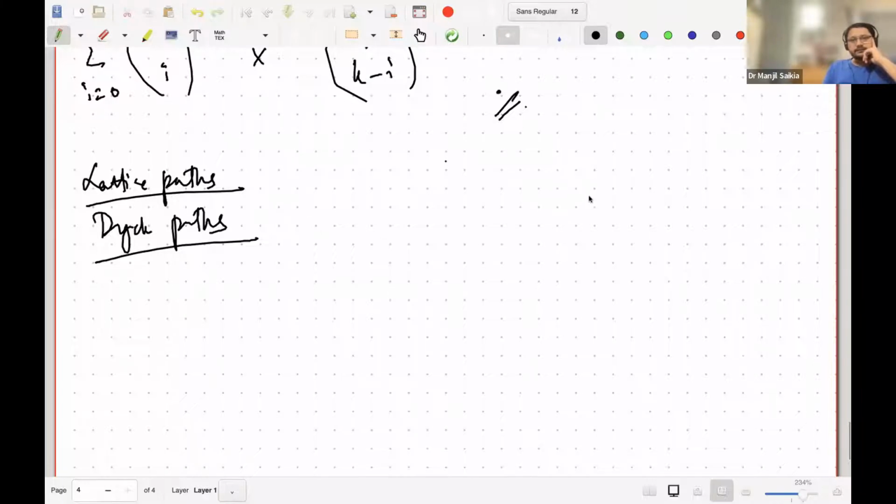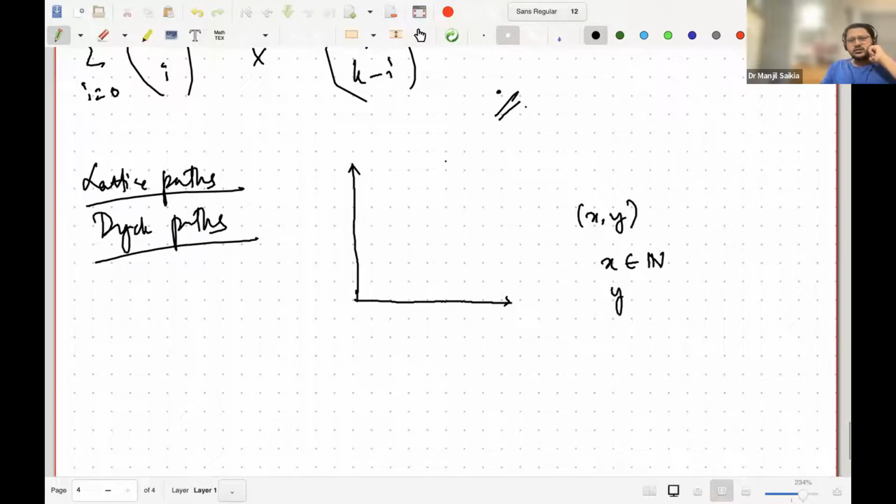Suppose you fix the quadrant that you want to work on. We have 4 quadrants, and I'm going to fix the first quadrant because that's simpler. In this quadrant I have all of these points (x, y), and I need x to be an integer and y to be an integer. So all the points where x and y both are integers are called lattice points.